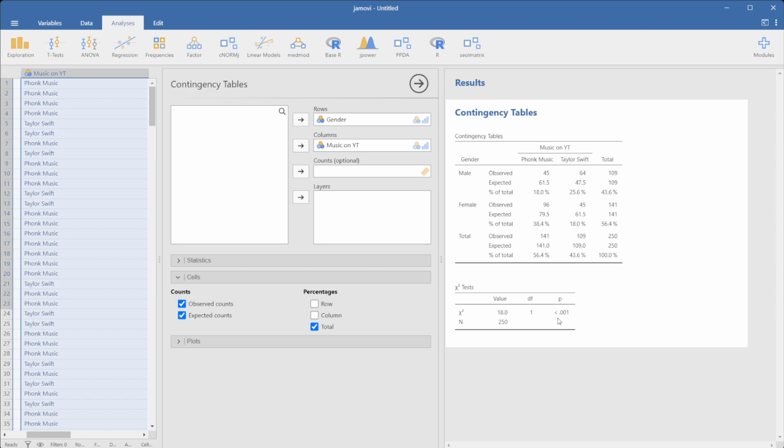If the p-value is less than 0.05, then we do have a significant association between music listened on YouTube and gender. In this case, our p-value is less than 0.001, meaning that it is extremely significant. So yes, there is a significant relationship between music and gender.